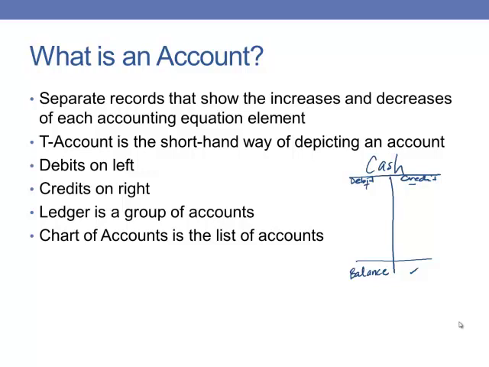A ledger is a group of accounts, so it's just a listing of all the accounts and their T accounts. So it's like a summary of all the reports, all the ins and outs of each account. And a chart of accounts is just the account names. So it's just a list of account names that have been created for the company, and you can use that to choose from the accounts that you're going to use for your journal entries.